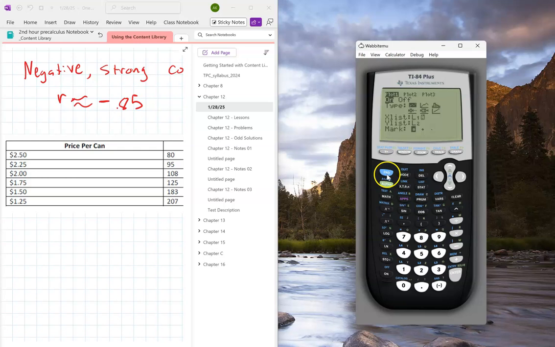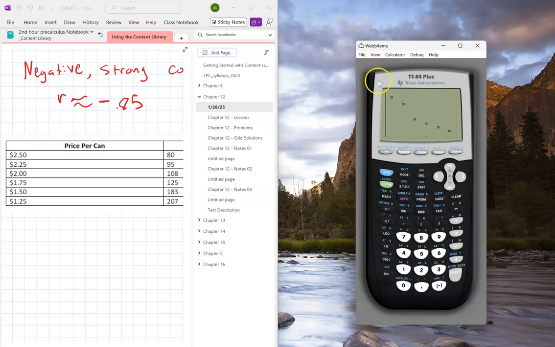To graph the scatter plot, the easiest way to do that is press the zoom button. Oops, because we got to exit out first. And then press the zoom button. And what I want to do is pick ZoomStat, so that's command 9 in the zoom menu. And there's my scatter plot.